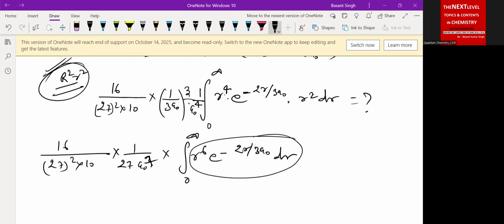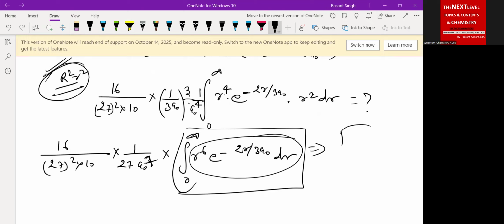The integration of this integrand becomes gamma 7 by 2 by 3 a naught to the power 7. Okay, and this is equal to factorial 6 and by 2 to the power 7 into 3 to the power 7 and a naught to the power 7.